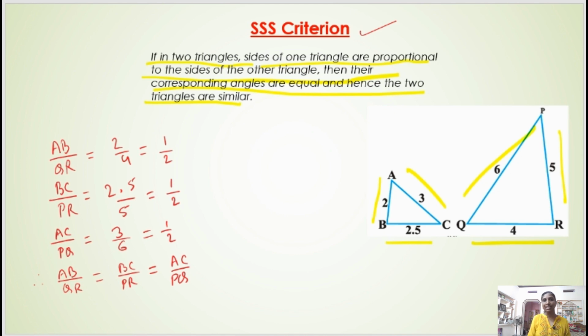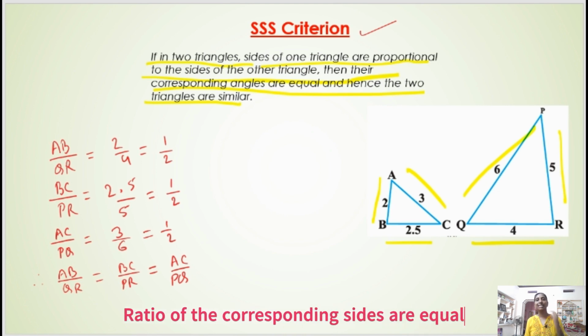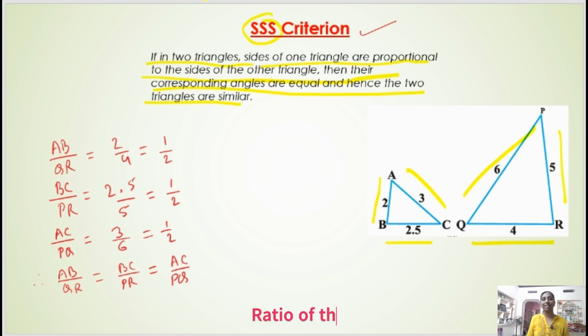Here SSS doesn't mean that the corresponding sides are equal. The ratio of the corresponding sides are equal. SSS means the ratio of the corresponding sides are equal. See here, the ratio of the corresponding sides are equal. So we can write by SSS criterion.